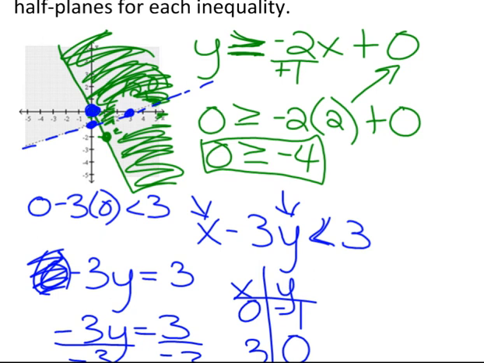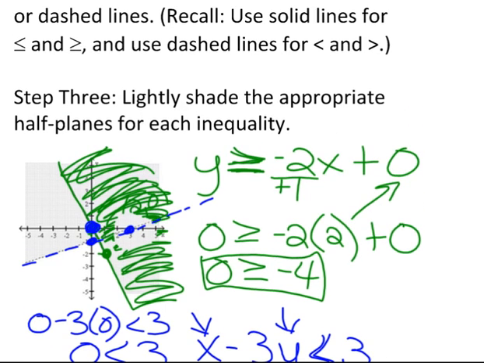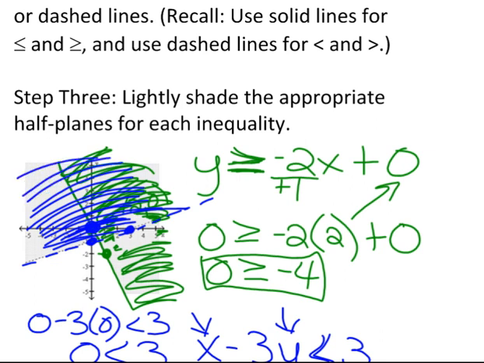-3 times 0 is 0. 0 subtract 0 is 0. So is 0 less than 3? And it is. Since that was true, we're going to shade covering that point. Lightly, remember, shade lightly. Okay, we're almost done. We're not done, but we're almost done.